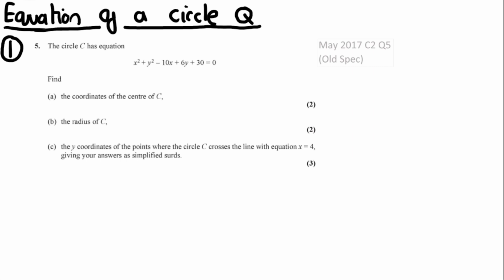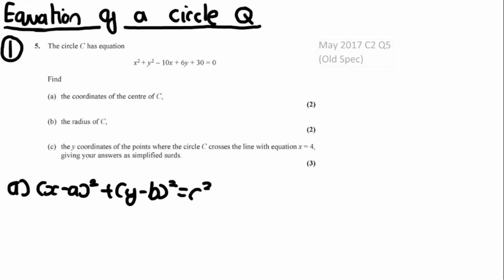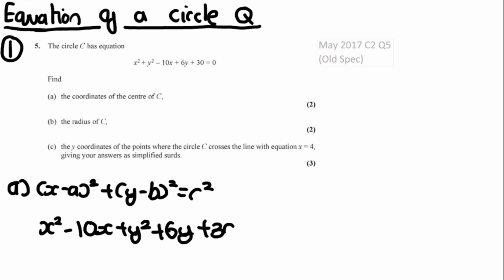Okay, so for part A, it wants us to find the coordinates of the centre of the circle, and the way we do this is we're going to have to complete the square and get it into the form x minus a squared plus y minus b squared is equal to r squared. So I'm just going to quickly rearrange it into x squared minus 10x plus y squared plus 6y plus 30 is equal to 0, just to get the x's and the y's next to each other. And then we need to complete the square individually on each one.